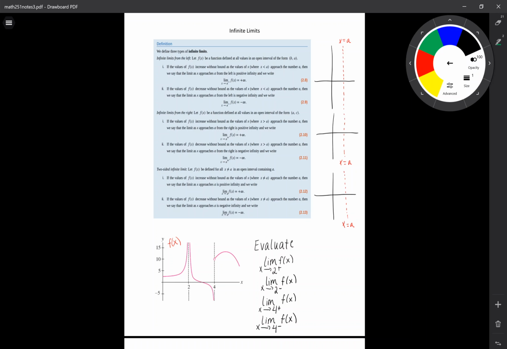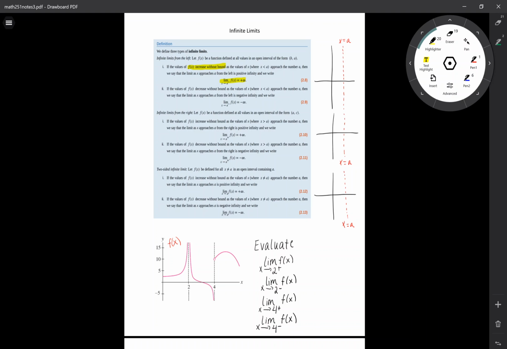So basically what an infinite limit is: our y value blows up to either positive or negative infinity as our x value gets really close to this value that we have been calling a. So our y value gets either really, really big in the positive or negative direction. If we look at the first part of this definition, it says if the values of f of x increase without bound, that means go to infinity, as the values of x approach the number a, where x is less than a, so this time we are dealing with a left-sided limit, then we can write the following. The limit as x approaches a from the left of f of x is equal to infinity.